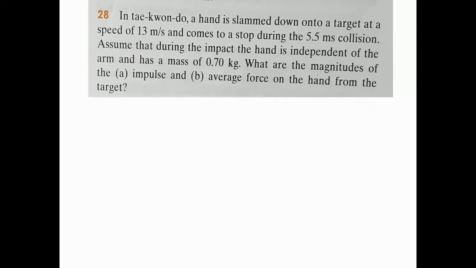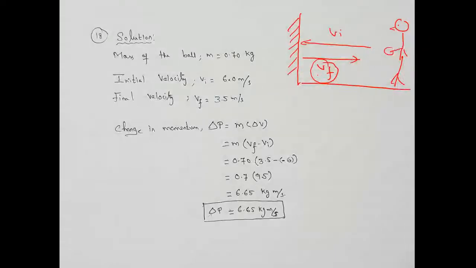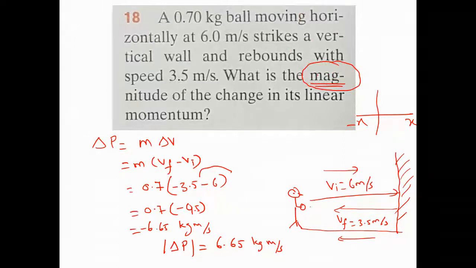If the ball touches the ground with initial speed and comes to another place, you know what I mean? Here we just use v final minus v initial, right? Yes. Okay, thank you.